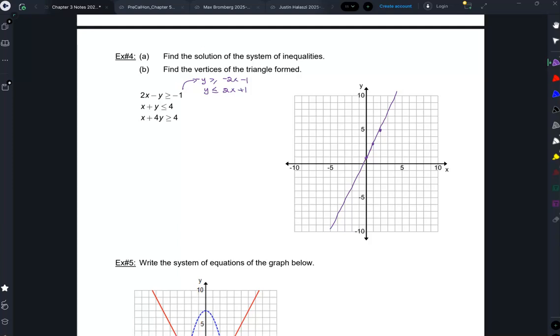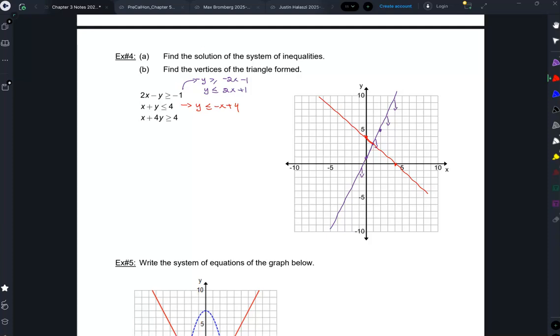And then for this one, I'm going to shade below, right? So let me just put those little guide arrows. Okay, next one. Y is less than or equal to negative x plus 4. So I go up 4. And then the slope is negative 1. Right? So like this. And this is going to be also solid.